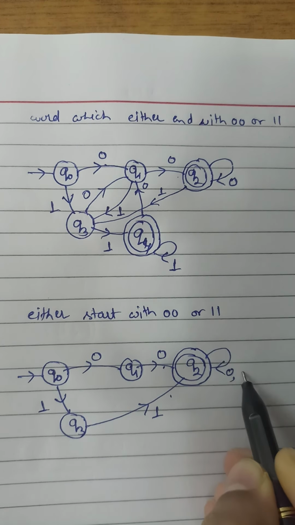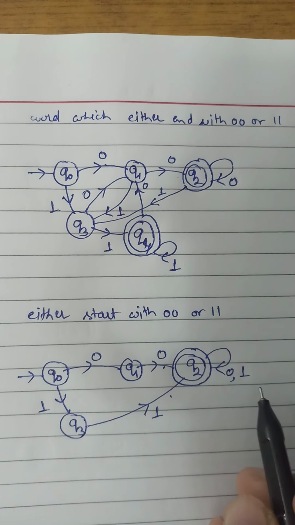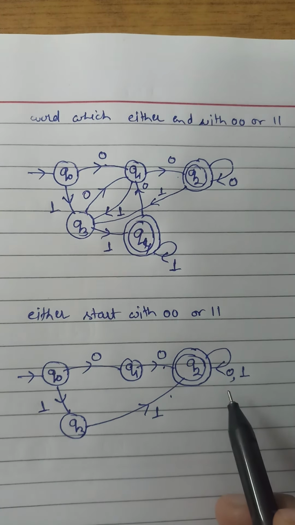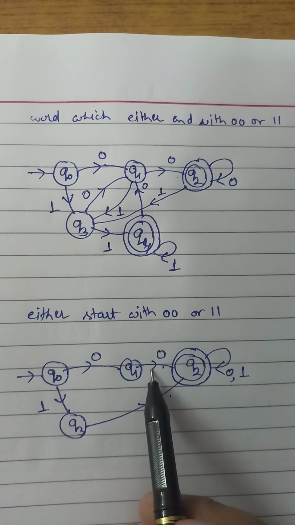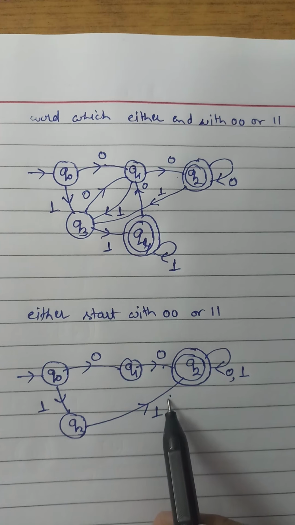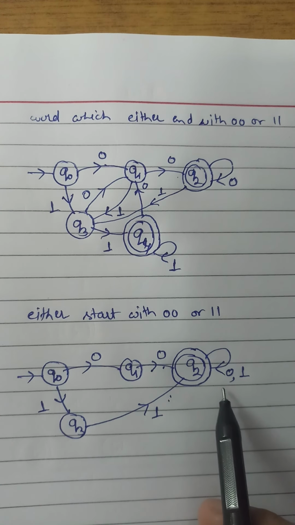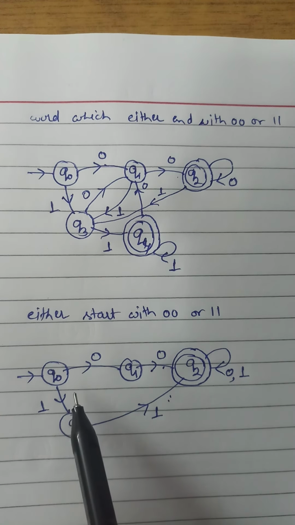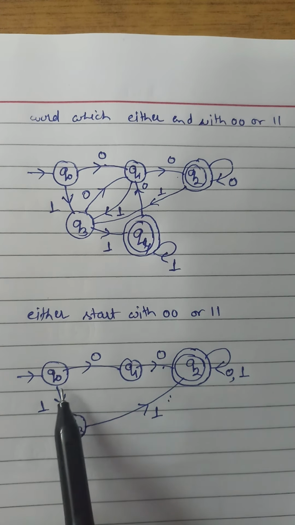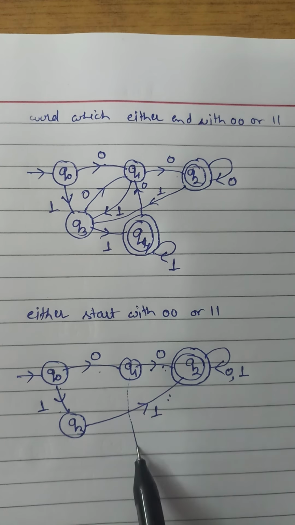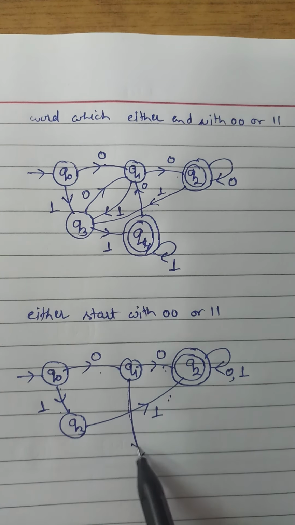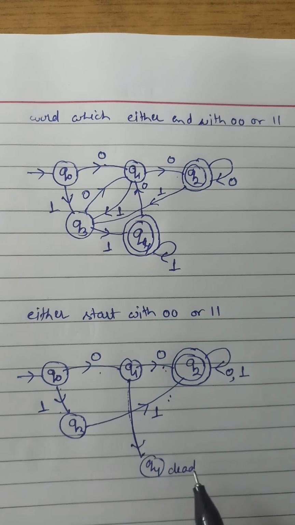anything. Alphabet is 0 1 same, so either 0 or 1, any number of times 0 or 1 can come. The initial condition is either start with 00 or start with 11. End can be anything. So we see the next rest of the transitions. From Q0 one transition for 0, one transition for 1. For Q1 one transition for 0 and one transition for 1 if we give, then it will go to the next state, which is called the dead state.